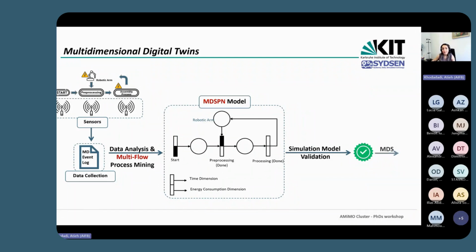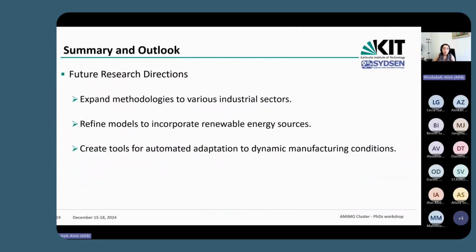And once it is validated, then we can say that this multi-dimensional digital twin can support us for multi-objective decision making, here also for energy oriented or energy centric decisions.